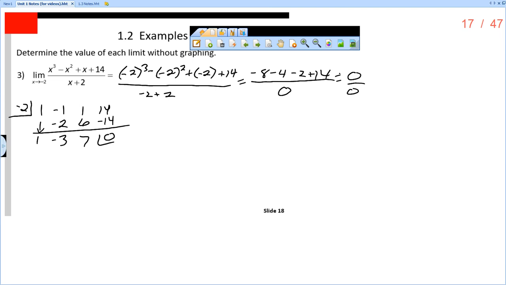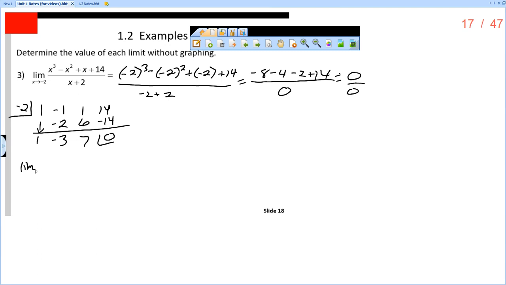Remember, we were expecting to get 0 as the remainder because we knew that x plus 2 needed to factor out. Now, what if it didn't? What if we didn't get 0 as a remainder? Then maybe we made a mistake up here where we were plugging in negative 2. And then that means maybe we didn't actually get 0 over 0. So those are things that you can do to kind of check your work if something isn't working out the way that you expected it to.